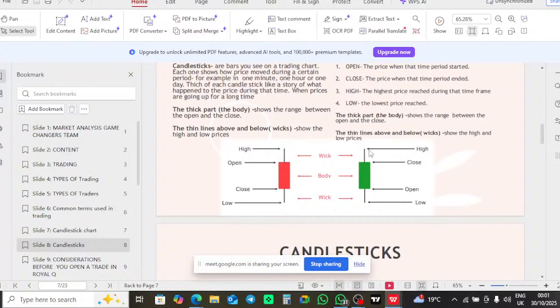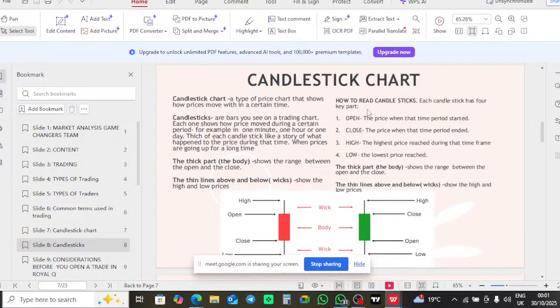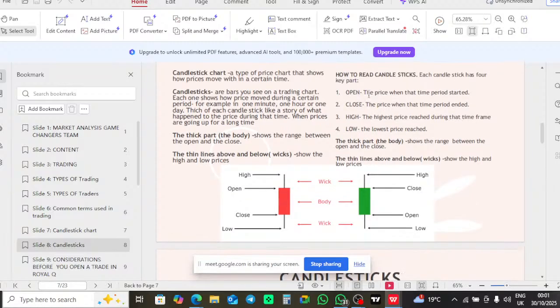This is a red one and this is a green one. You'll have time and read about it here. There is some good word. And for example, on number one here we have open, and now they are explaining the price when that time period started. Are we getting the point? When they start creating a certain candle, immediately the starting point, that is what we call open. Then the close, when they ended creating that candle according to the time frame.